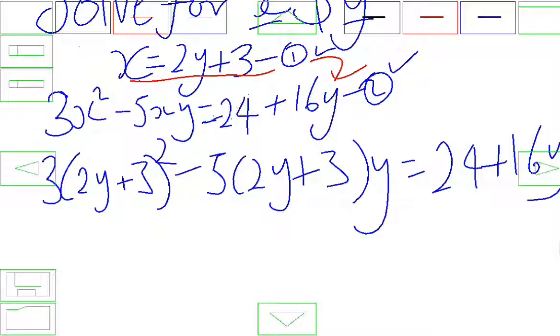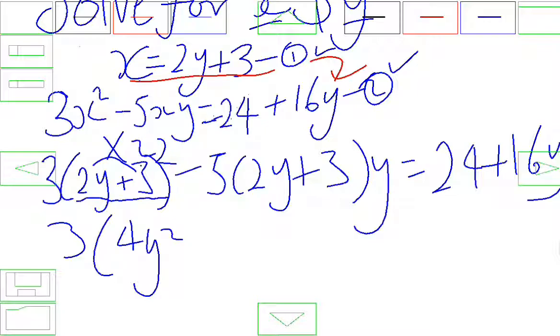Then now what we can say is, we can simplify this binomial, and then this will be 4y squared. And then that times that multiplied by 2 will be 2 times 6, which will be plus 12y. Then the last term will be plus 9.